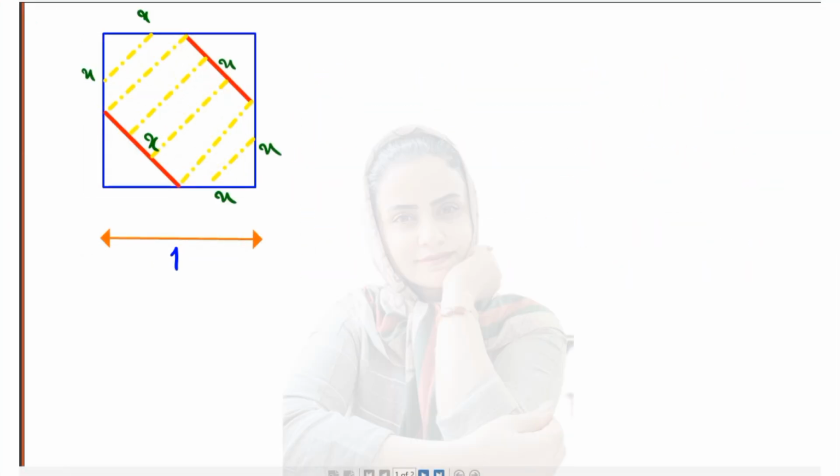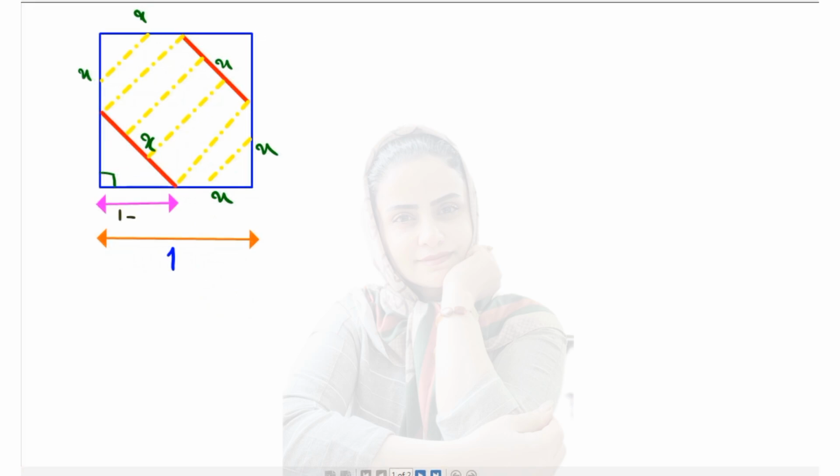Now, if we look at the corner of the square, we can see a right triangle has formed. In that triangle, the hypotenuse is x, and the two legs are both 1 minus x. Why? Because the full side of the square is 1, and we're taking away x from that.